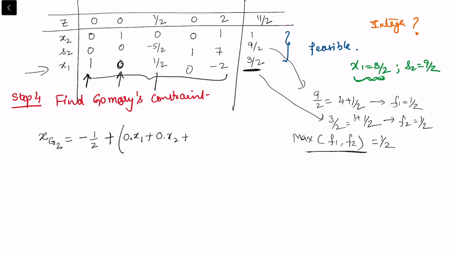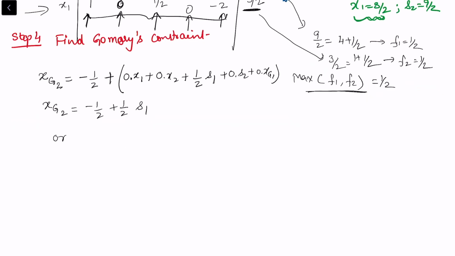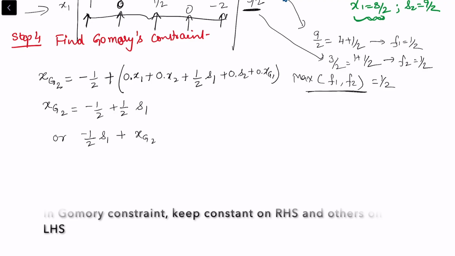For this one, this is already half. This is already a fractional part. So half into s1. This is already 0, and then again this is already 0. So we have 0 into s2 plus 0 into xg1. Now this becomes the next Gomory constraint: xg2 minus half plus half of s1, or I can simply say minus half of s1 plus xg2 equal to minus half.